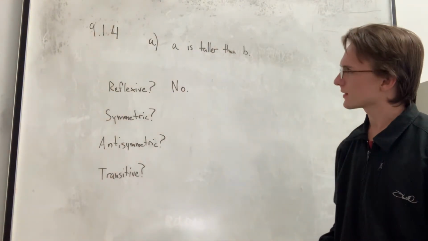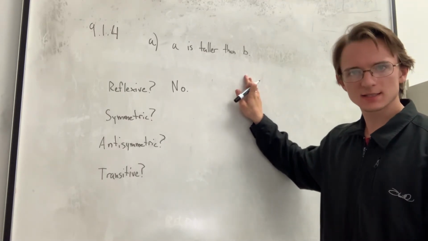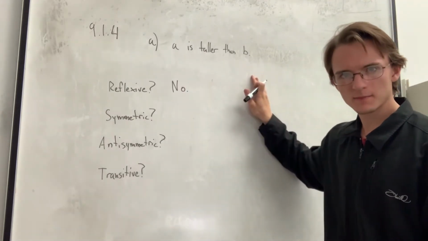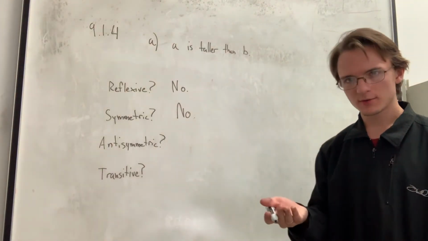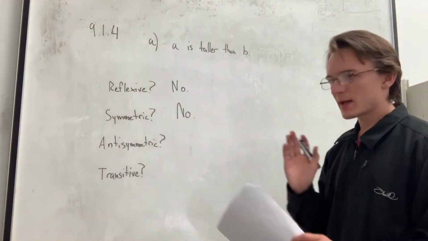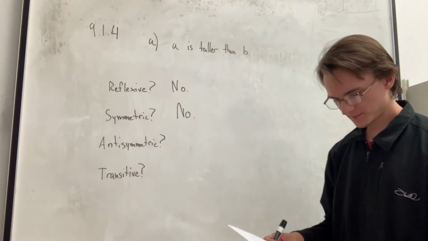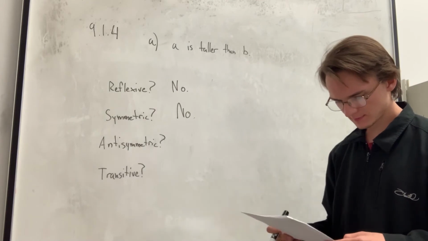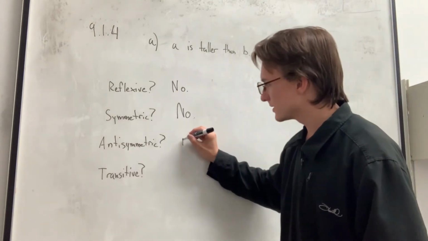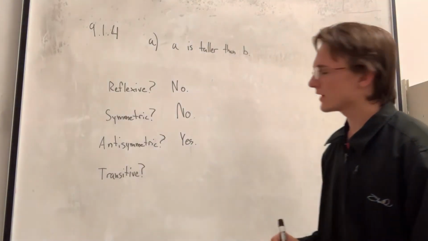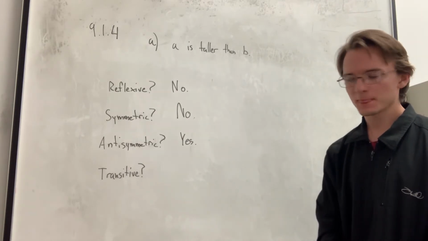Is it symmetric? If A is taller than B, does it also make sense to say that B is taller than A? No. If A is taller than B, then there's no way for B to be taller than A. So is it anti-symmetric? Yes, for the same reasoning that it's not symmetric, it is anti-symmetric. If A is taller than B, then there's no way that B is taller than A.